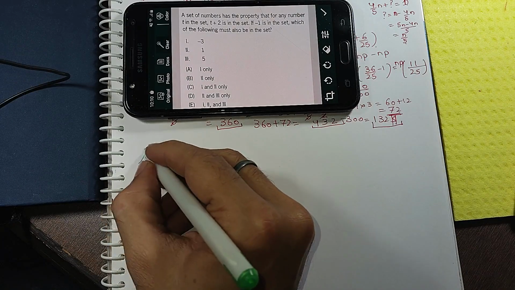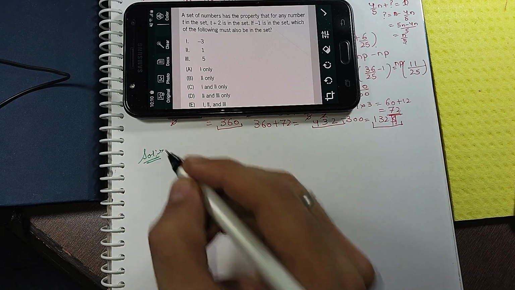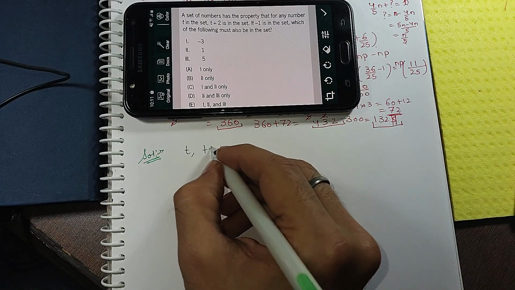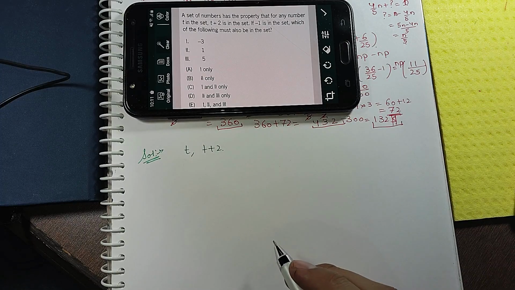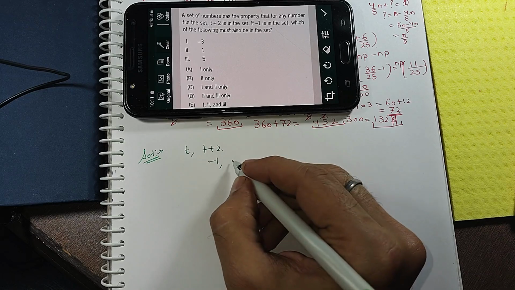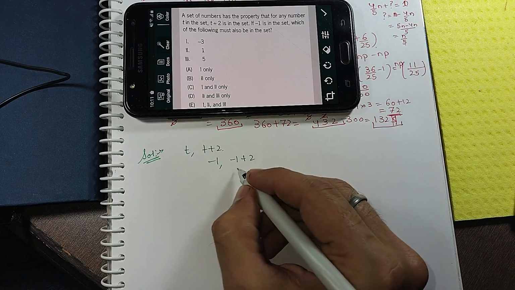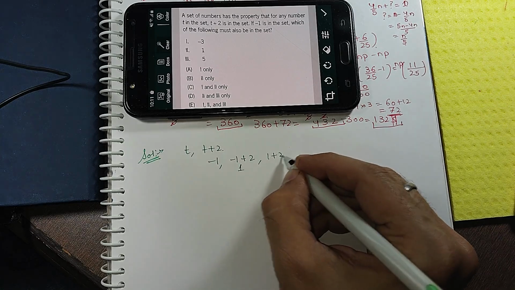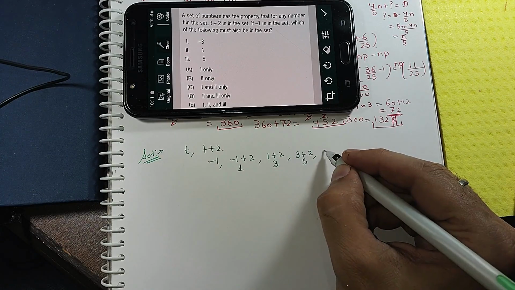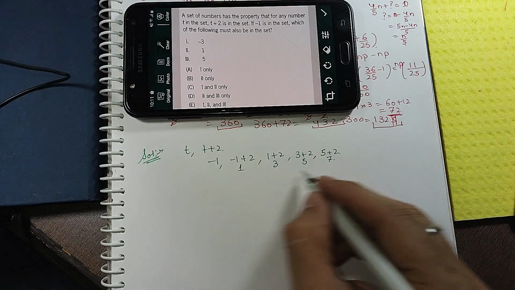A set of numbers has the property that for any number t in the set, t plus 2 is in the set. So if t is in the set, then t plus 2 is also in the set. If minus 1 is in the set, which of the following must also be in the set? So if minus 1 is in the set, next will be minus 1 plus 2, which is 1. Next will be 1 plus 2, that will be 3. Then 3 plus 2 will be 5, and so on. So next will be 5 plus 2, 7. So this has to be in the set.